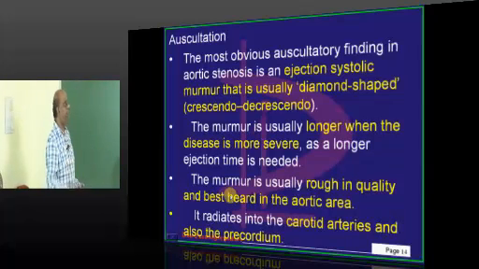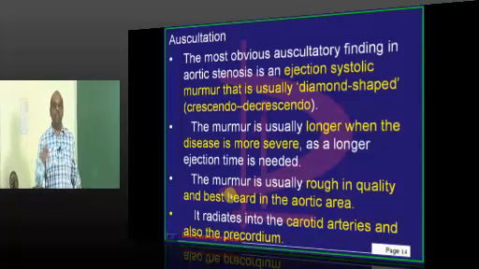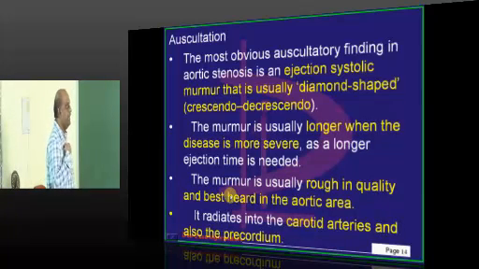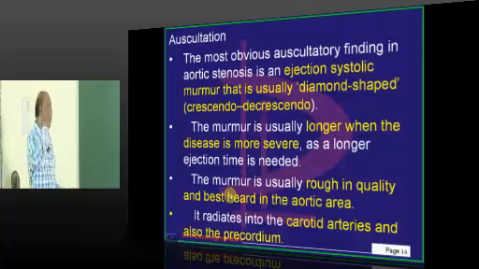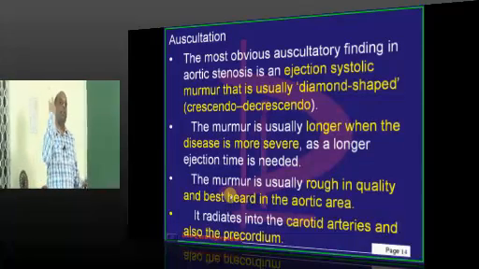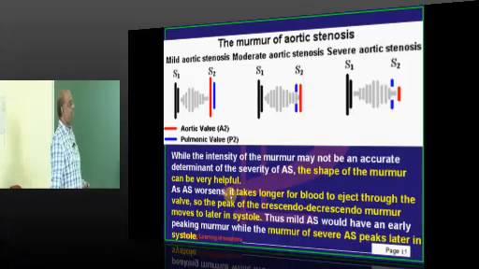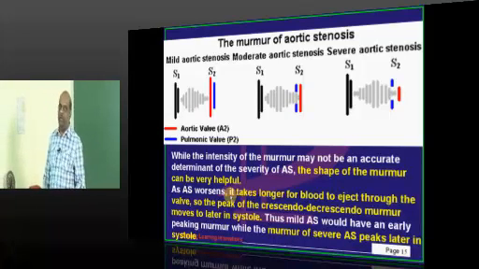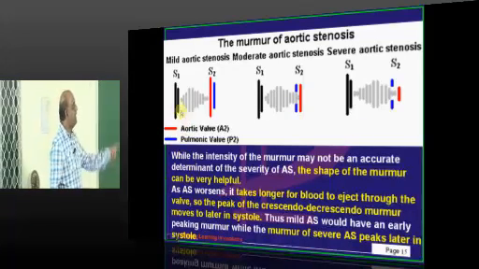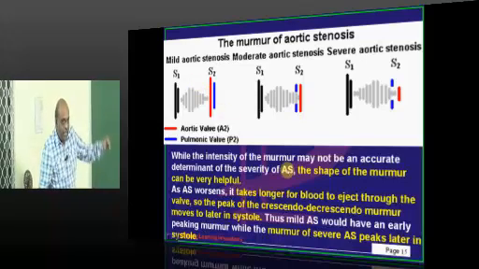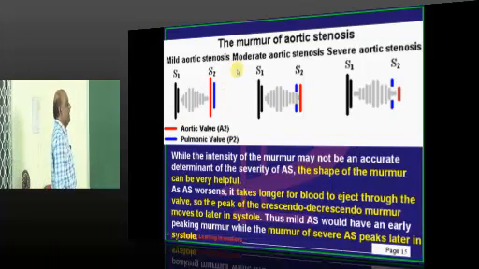Typically, the murmur is rough in quality. It is best heard in the aortic area, and it radiates into carotid arteries, is the typical feature of the aortic stenosis murmur. Now you see this, the murmur of aortic stenosis. What do you call it as? Crescendo, decrescendo murmur is what you need to remember.